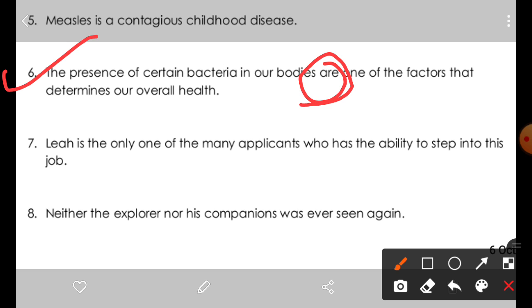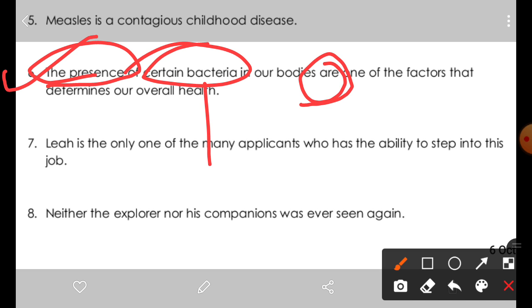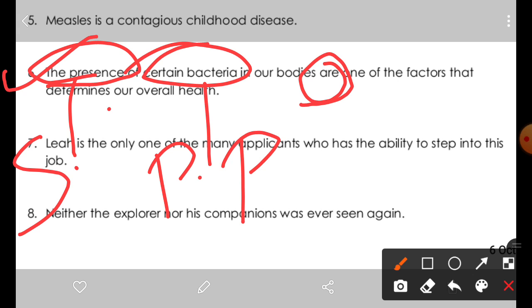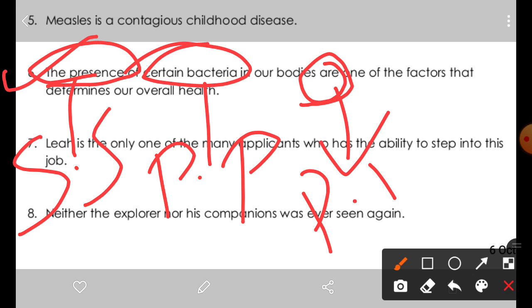So what is that factor? We are talking about the presence of what? Certain bacteria. Of certain bacteria is again your prepositional phrase. We are talking about presence, which is given in singular form, so it is a singular subject. But here students, you can see are is given as a verb, and what is the nature of the verb we have? It is a plural verb. So singular subject, plural verb.